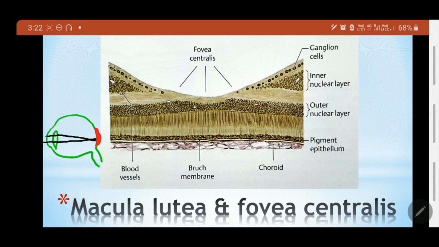So as I was talking about these layers, can you see that at this point there is thinning of the retina at this area called the macula, right? And it is around 6 millimeters in diameter, this much.